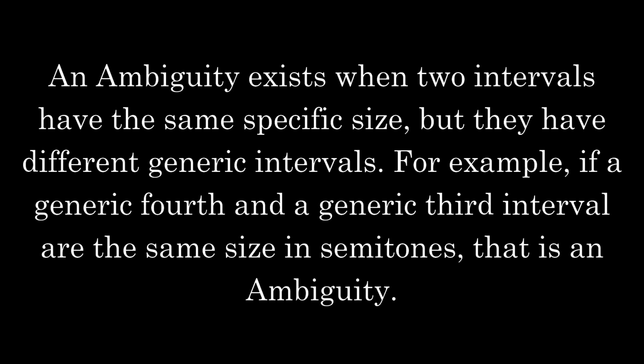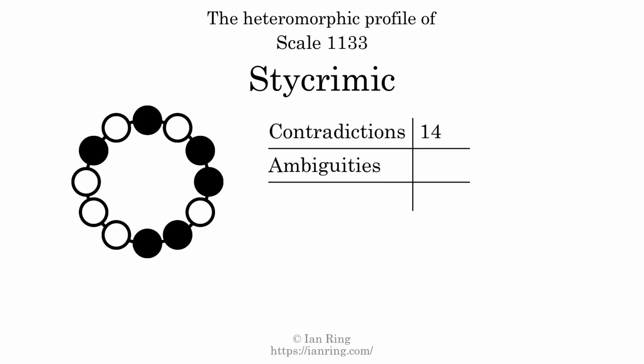An ambiguity exists when 2 intervals have the same specific size, but they have different generic intervals. For example, if a generic fourth and a generic third interval are the same size in semitones, that is an ambiguity. The number of ambiguities in this scale is 11.